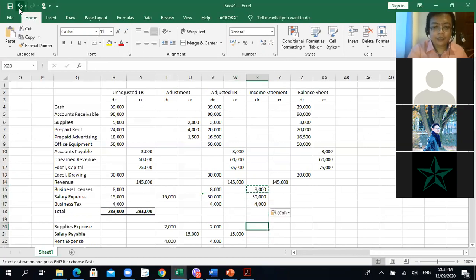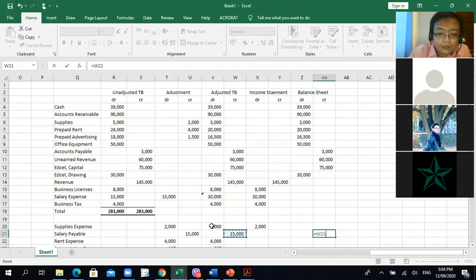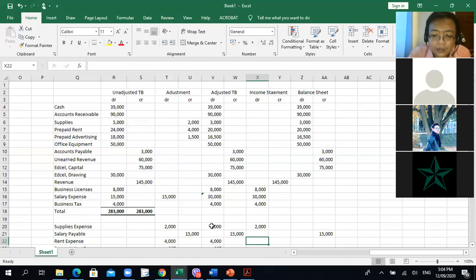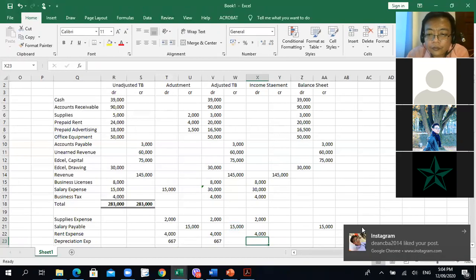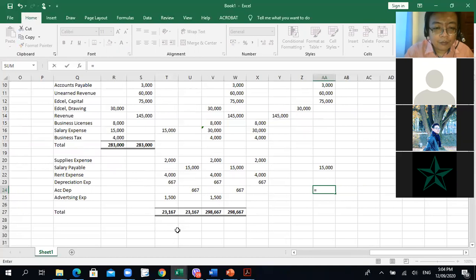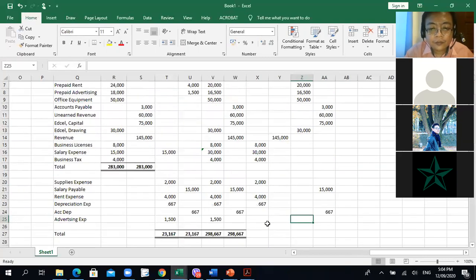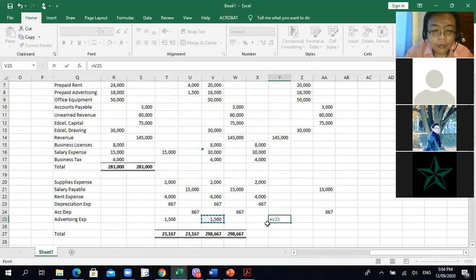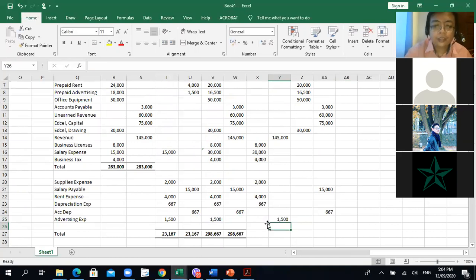And also your expenses. Next supplies, next payable. Payable is here, right? Then rent expense is here, and depreciation expense is here. Then accumulated depreciation is part of your assets, but it is a contra asset. And also your advertising expense. Sorry, that was wrong, it should be a debit.